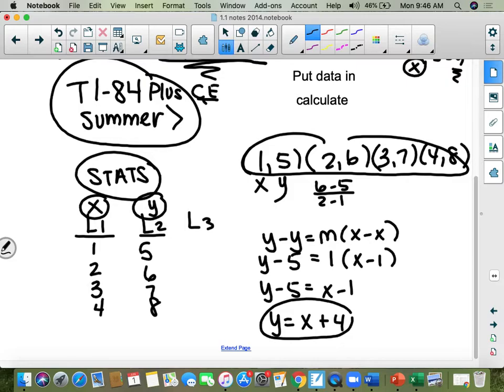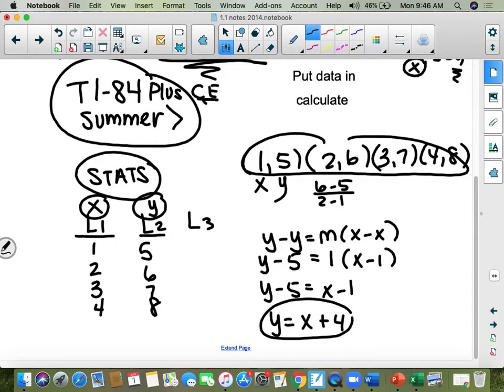And then all you're going to do is arrow down to calculate. Sorry, that was for algebra. Let's go back to stats, go back to calculate one more time. I don't need to do one variable stats. I don't need to know the mean, the median, and the mode. I need to figure out the line of regression.